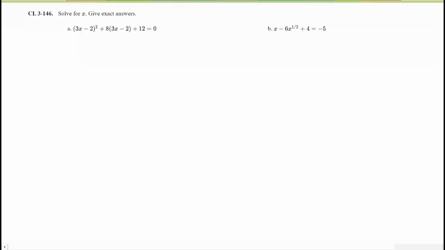Here I am asked to solve for x for both of these equations. And in these equations here, I'm going to use u substitution. The reason that I know that is because whenever I have three terms that are being added or subtracted together, I should look to see how I can use this to help me factor.